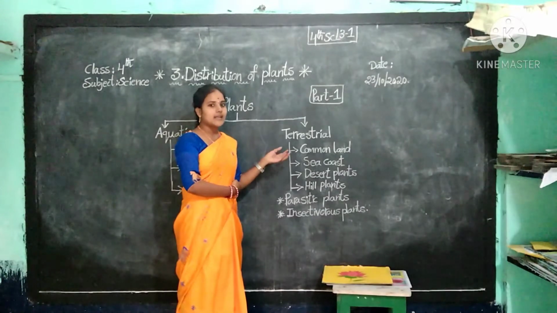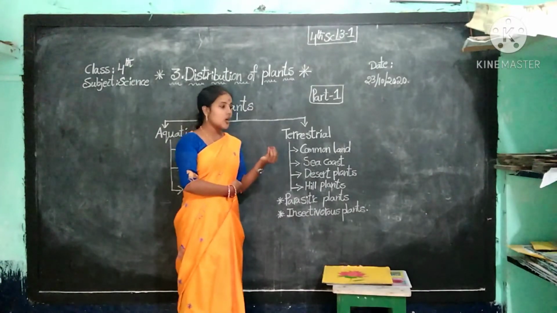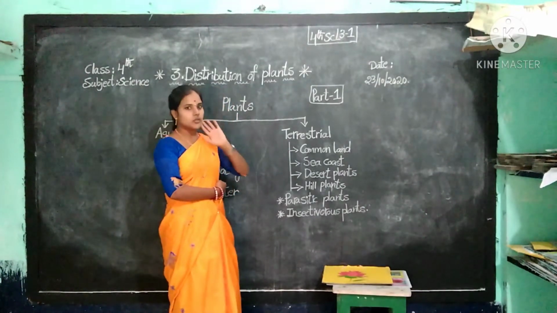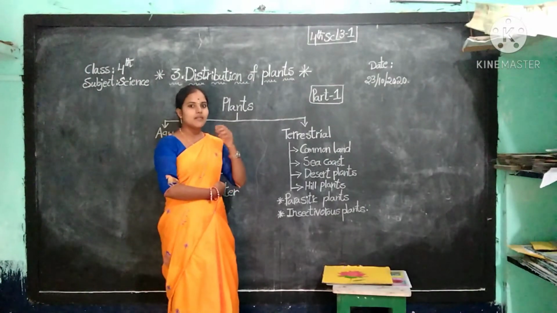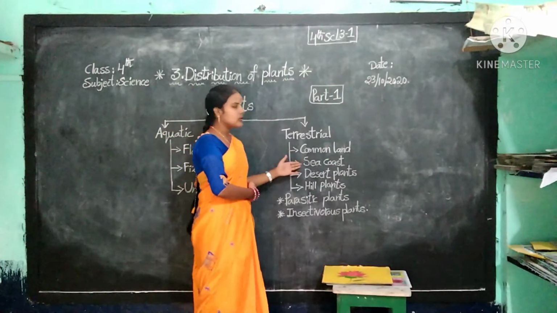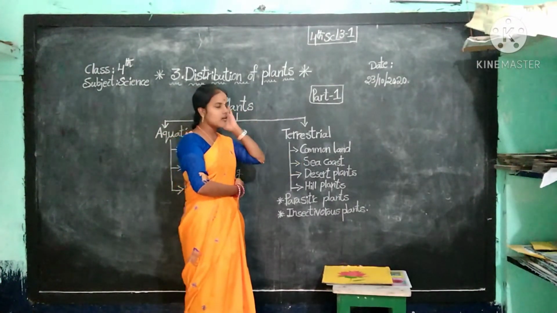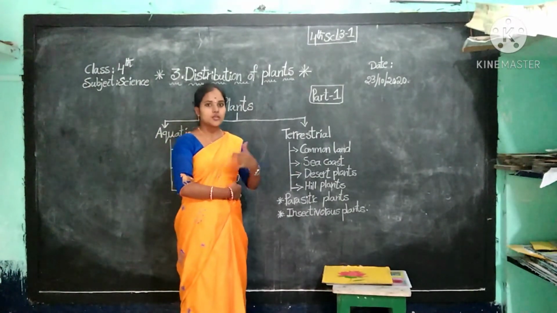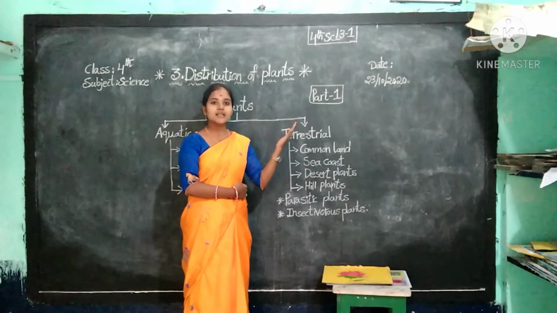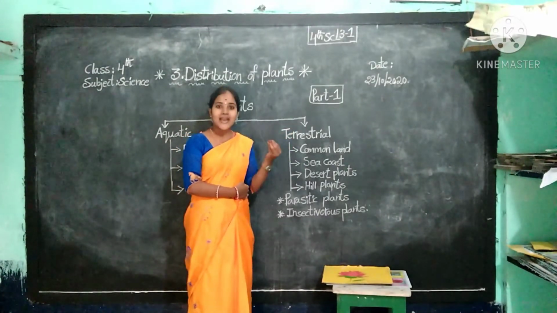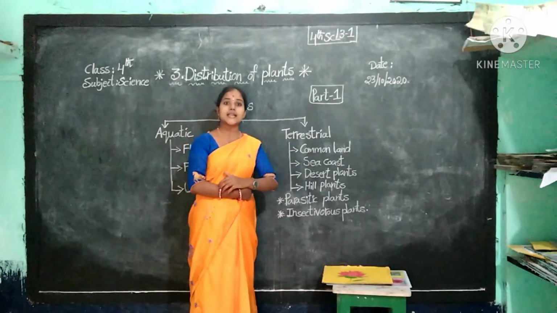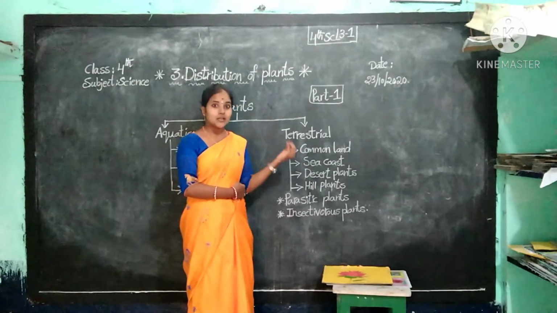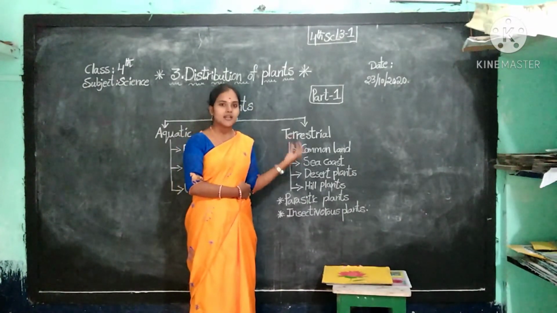Okay children, the mangrove plants do not breathe through the waterlogged soil. So they grow above the soil. The plants that grow in the marshy areas are called mangroves. They cannot breathe through the waterlogged soil.